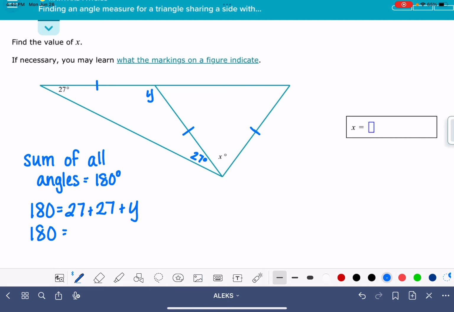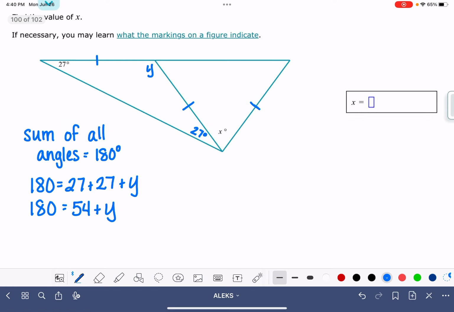180 degrees is 27 plus 27, which is 54, plus y. And so we can solve for y. y equals 126 degrees. I'm just going to write that in, 126 degrees. We've solved for that, assuming that I did all that math correctly.